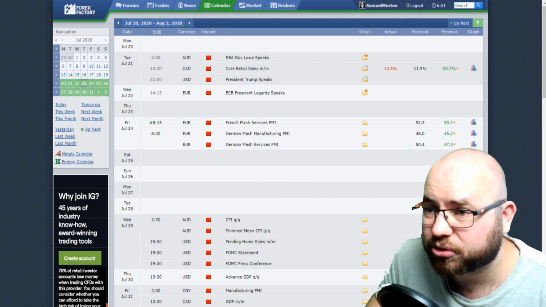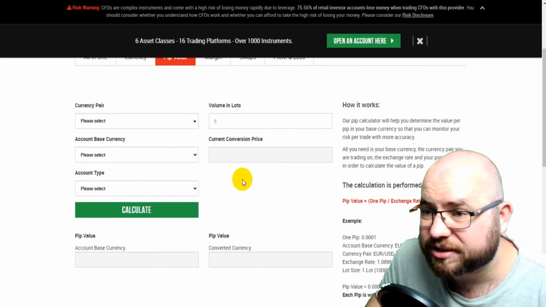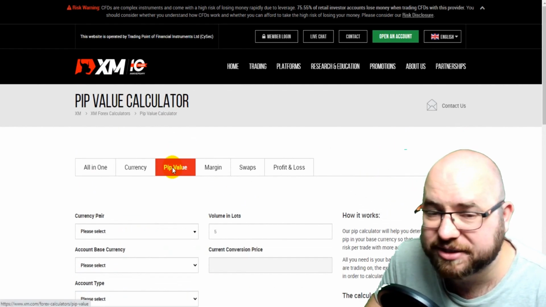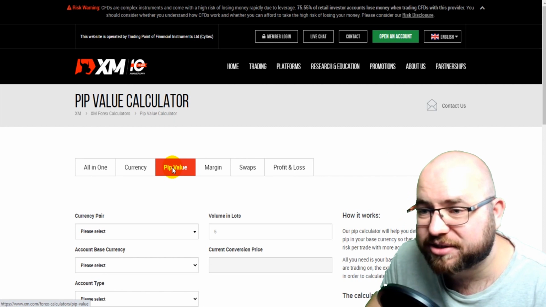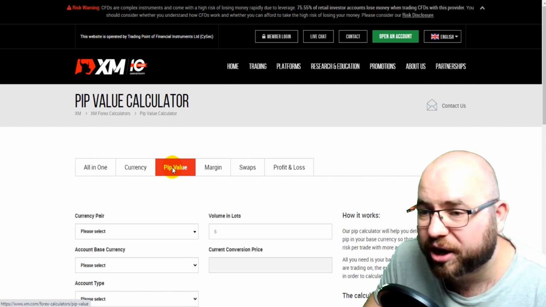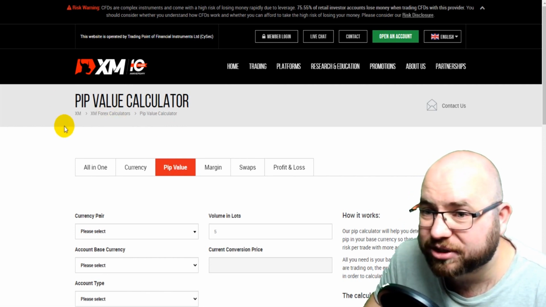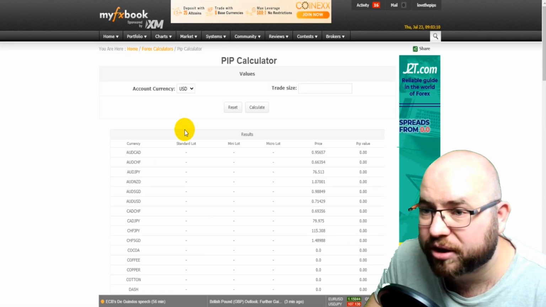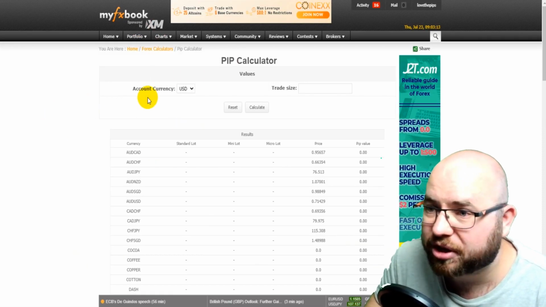Okay, so trading tool number 2 is a Pip Calculator. I use this on a daily basis. I use this every time I enter a trade. Pip calculators can look different. This is one that I use. There's another one at MyFXBook that I use sometimes.